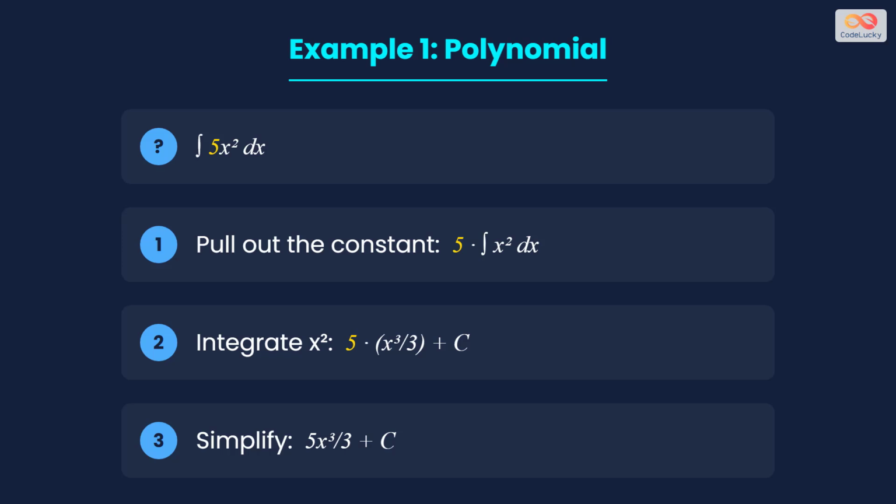Let's solve the integral of 5x squared. Step 1 is to identify that 5 is a constant multiplier. We pull the 5 outside the integral. Now, we just focus on integrating x squared, which becomes x cubed over 3. Finally, we multiply the 5 back in to get 5x cubed over 3 plus our constant of integration, c.